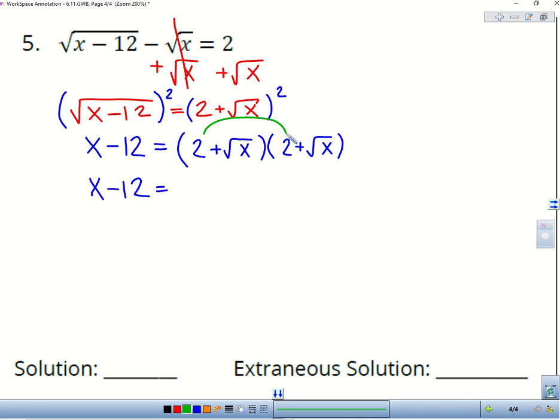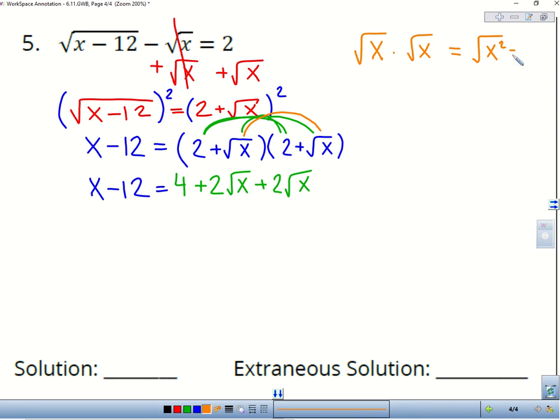So what's 2 times 2? Good. First, outer. So that's just going to be plus 2 radical x, because you can't multiply inside a radical unless you're another radical. And then last, we have the square root of x times the square root of x. This is the square root of x squared, which is x. So anytime you multiply 2 identical square roots, it's whatever's inside the root, okay?